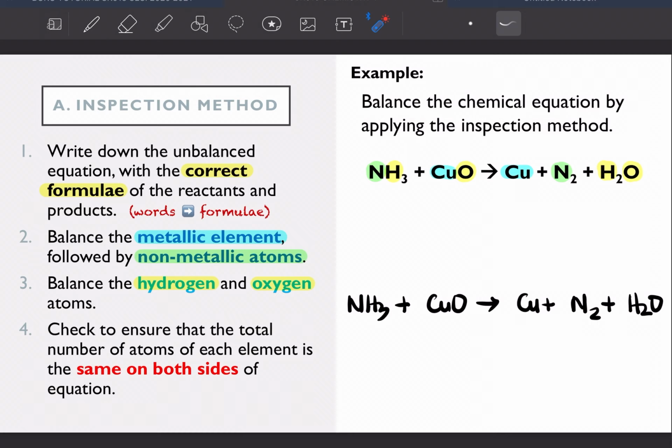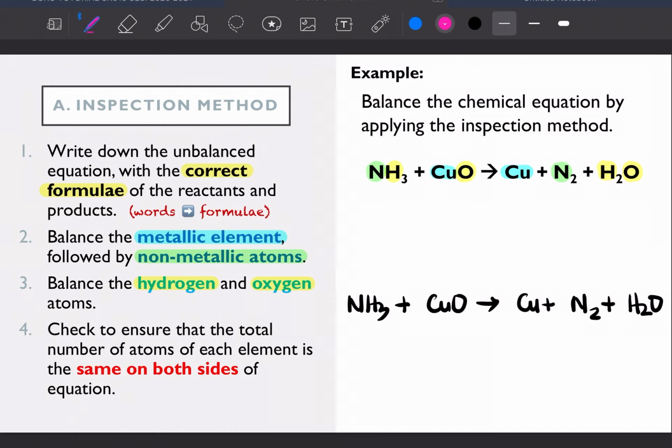On your right here, we have an example. The unbalanced chemical equation is already given, where you have ammonia reacting with copper oxide to form copper, nitrogen gas molecules, and water. Now that we have the unbalanced equation, the second step in balancing is to balance the metallic element, followed by the non-metallic element, and after that you will balance the hydrogen and oxygen atoms.